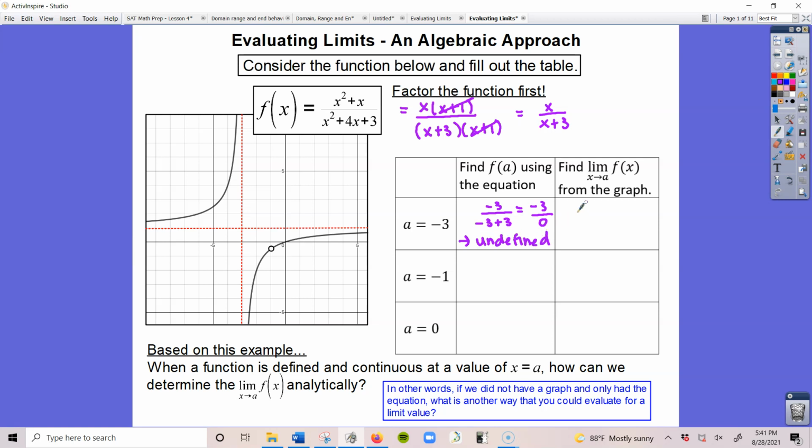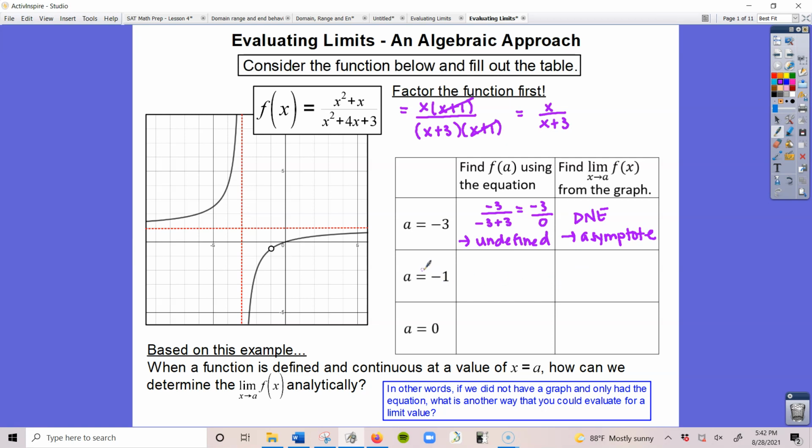Now let's look at the graph. If I want to find the limit as x is approaching negative 3, if I look here on my graph, now remember this is a general limit. There is no one-sided here where it's not looking at the negative or the positive. We have a vertical asymptote at x is equal to negative 3. Therefore, the limit is not approaching a real number. Therefore, this limit does not exist. And it does not exist because we have an asymptote.